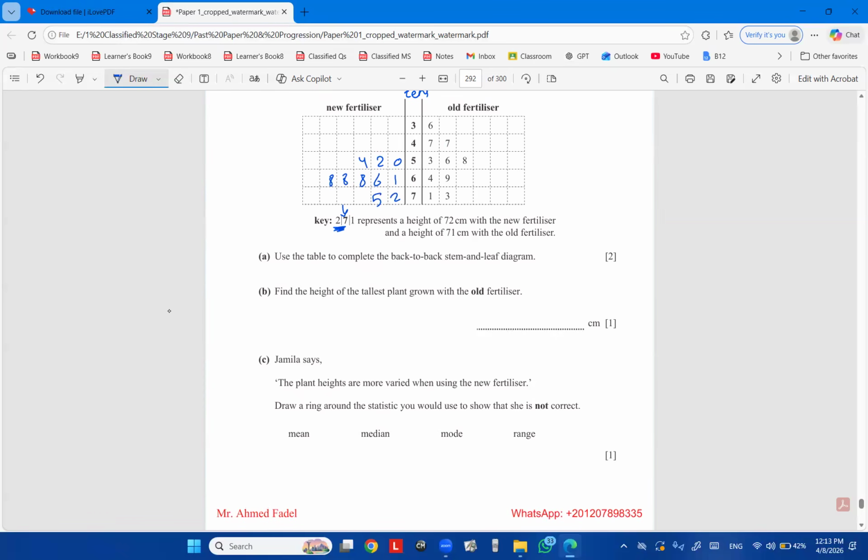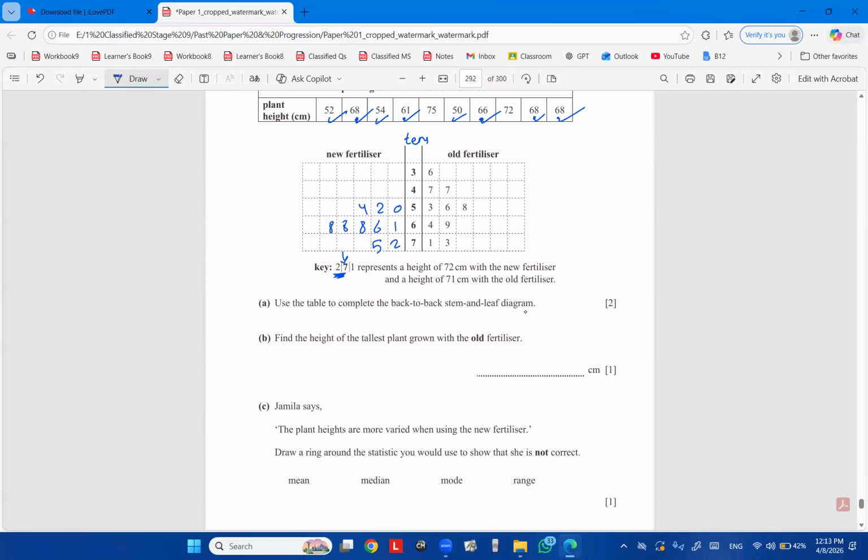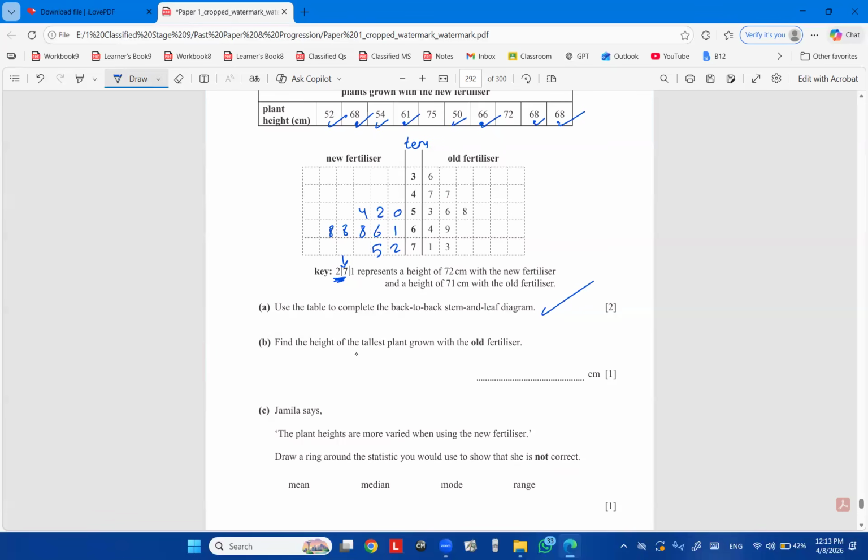Use the table to complete the back-to-back stem and leaf diagram. We're done. Find the height of the tallest plant grown with all the fertilizer. Well, the height of the tallest, it means here I wanted the biggest number, which is actually 73.